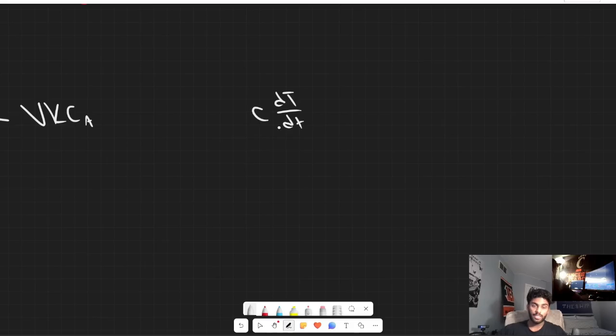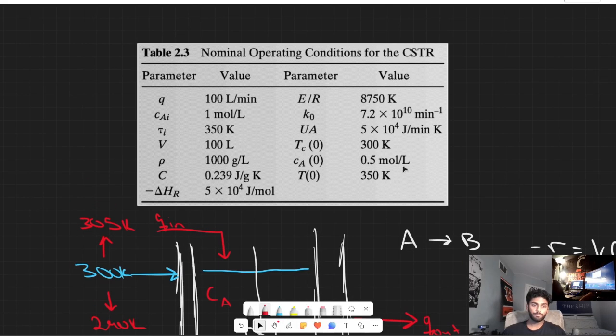our specific heat, not to be confused with the concentration. We're given the specific heat, and the units for our specific heat, let me just do this down here, is equal to joules per gram Kelvin, not mole Kelvin. Joules per gram Kelvin, and let's just double check that. Yes, joules per gram Kelvin is what we have.